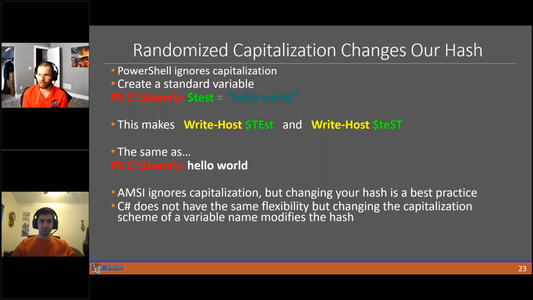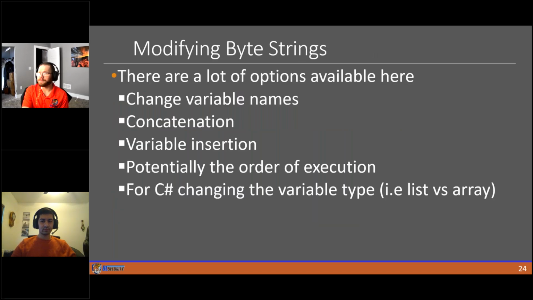C# is a much more rigorously typed and enforced coding language, so we don't have the same flexibility, but we can change the capitalization scheme of variable names or class names and that kind of stuff to modify things and change our hashes a little bit. So modifying byte strings is kind of where we make our hay.